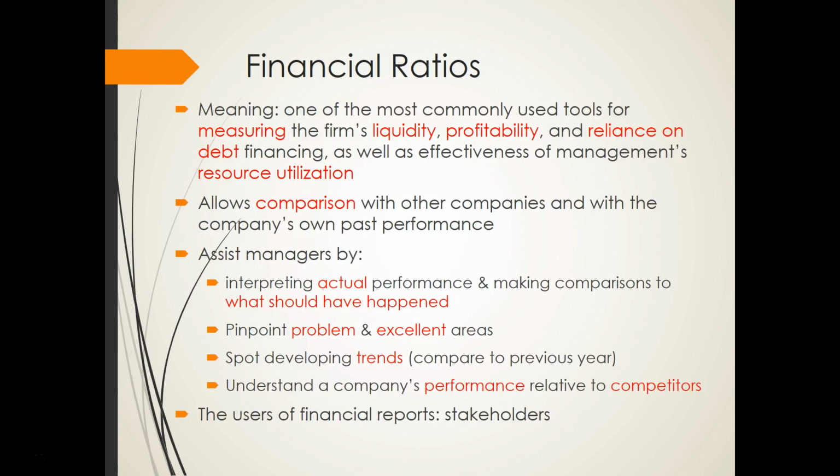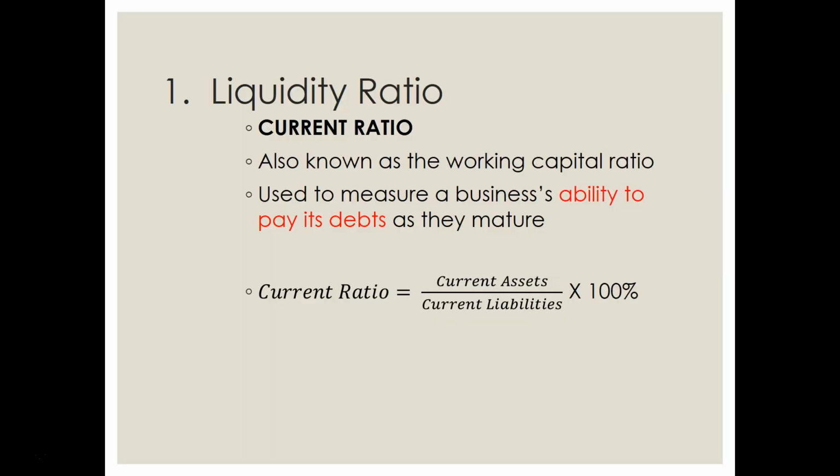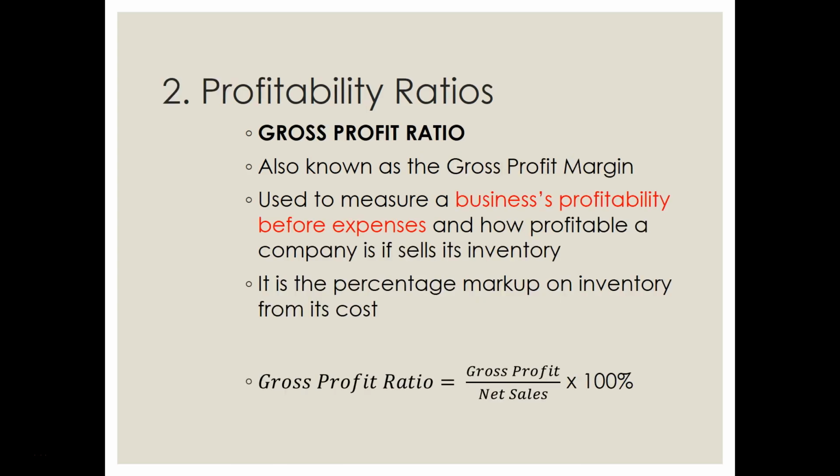So a quick recap. What is financial ratios? This is what it's meant for. The first type of financial ratio is of course the liquidity ratio. And there is only one liquidity ratio, which is the current ratio. You already know that this is about how the company is able to pay off debts. So the formula is there, you don't have to know it for your exams.